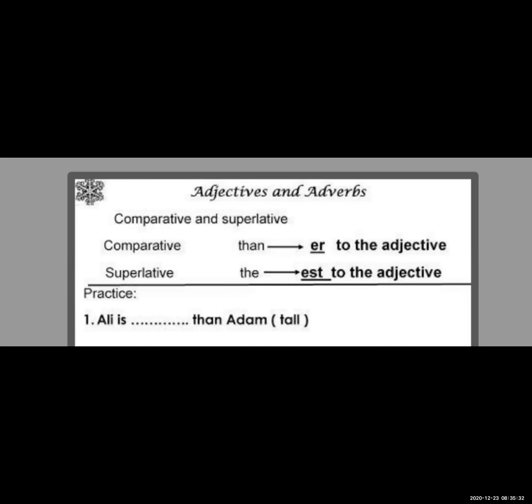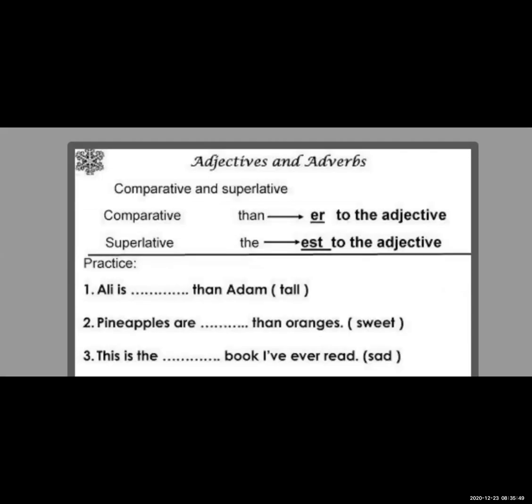So what direction have they given? In the comparative form, if the word than is there, then er is the form of adjective that you have to use. If the sentence has than, you have to use er as the adjectival form. For example, the first one you can see, Ali is dash than Adam. Try to guess the answer. I am not going to tell any answer now. You have to guess.